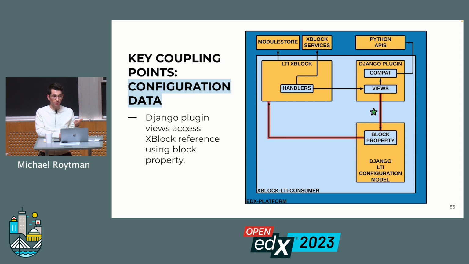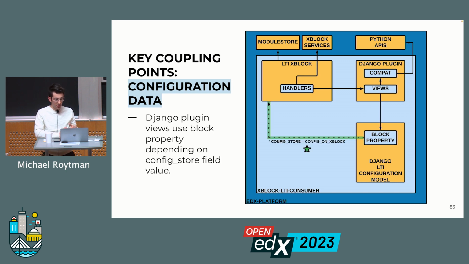One of them was obviously config on XBlock, and that's what you're seeing on the screen here. It would know to use the block property to grab configuration data from the XBlock. What we did was add a third option called config on DB, which allows you to store the configuration data on this model. Of course, we added the fields, ran the migrations, etc. But now a Django app can store its configuration data on this model entirely without ever touching the block property or the XBlock itself. And that results in something a little bit like this. The arrow is still there because we're still using the block property, but it's now dotted to represent a more loose coupling because it depends on this variable.